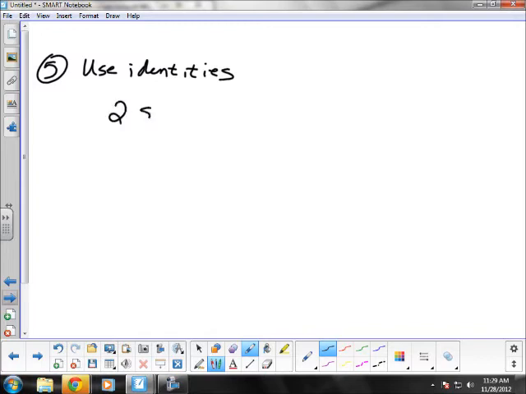So we have 2 times the sine squared of x minus 3 times the cosine of x equals 0, when x is between 0 and 2 pi. Now I want you to notice right here, right away, I got a sine and a cosine, and I don't have anything in common, so I can't factor anything out.